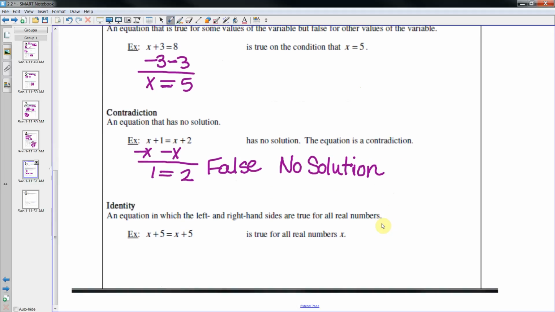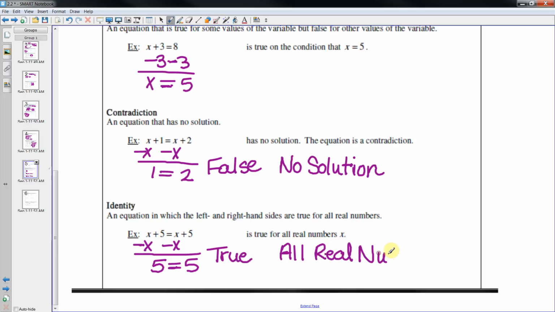Now the one below it, if I follow the same pattern and I subtract my x's from both sides, I see that these x's are going to cancel, but I end up with a 5 on the left side and a 5 on the right side. That is a true statement. So that means that my answer for this equation is all real numbers. Now what that means is that I could put in any number and substitute it in for x and that would work. That's what all real numbers are. The one above it, when it was false with no solution, that just means that there's no number I can put in there and make it work.